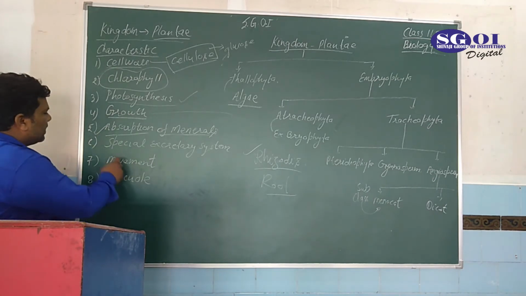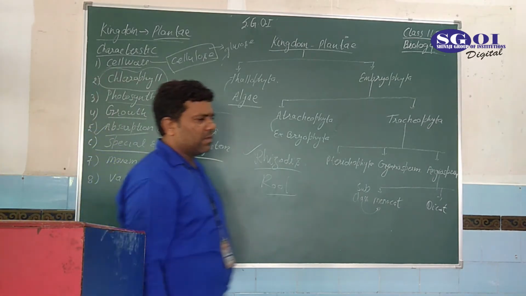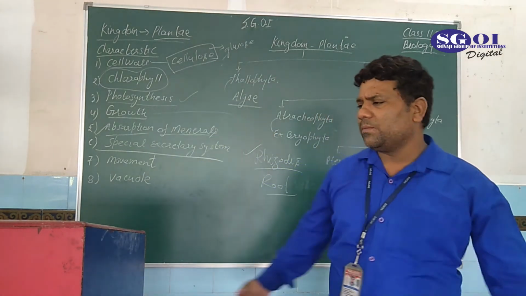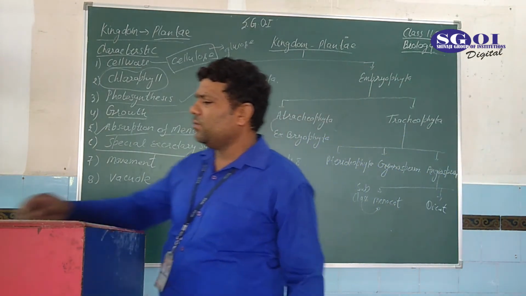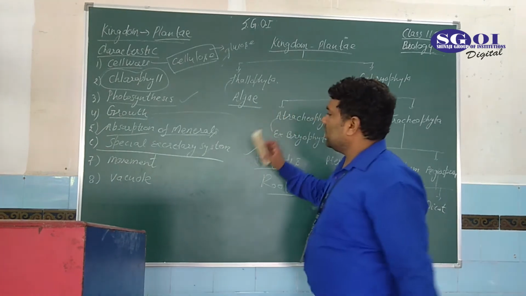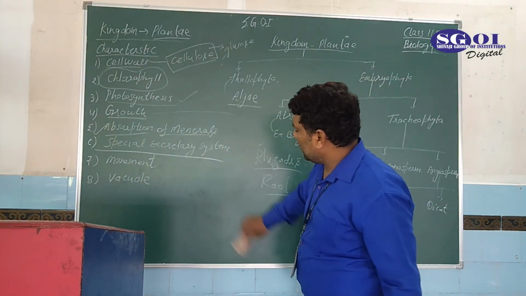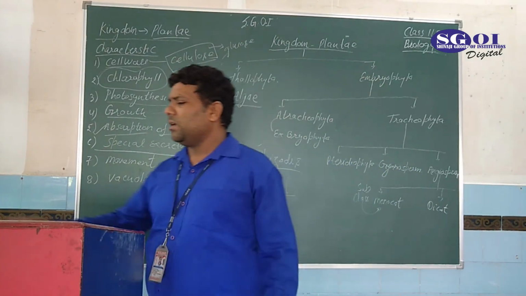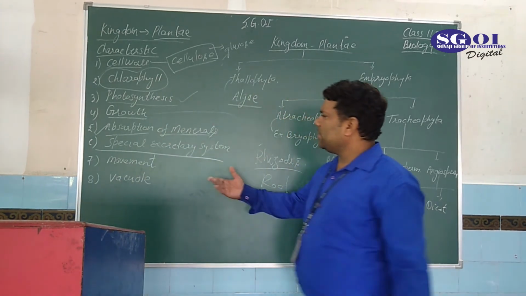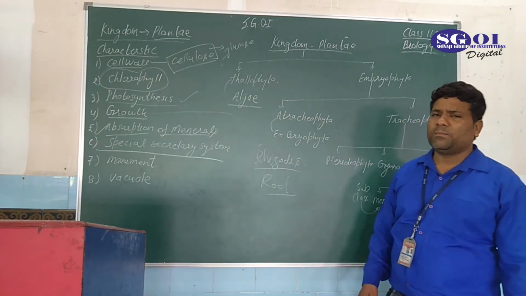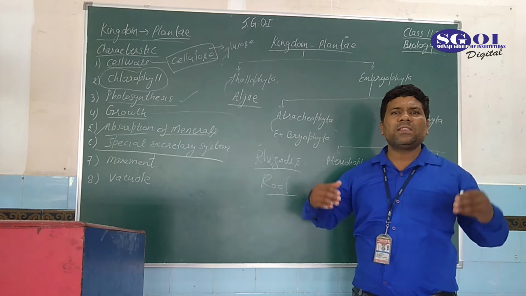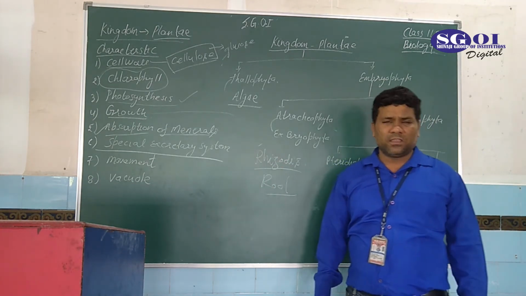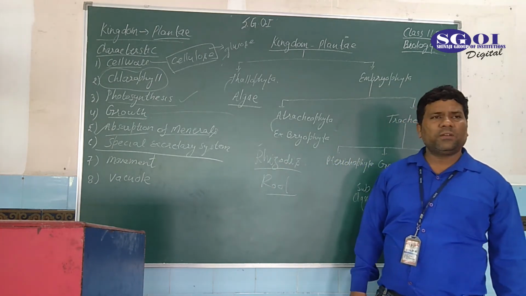Now comes the next point, special excretory system. This is one of the most important points for all of you. As you know, the excretory system is found in animals. Do you know what type of special excretory system is found in plants? How do plants excrete their waste material? This is one of the important points.